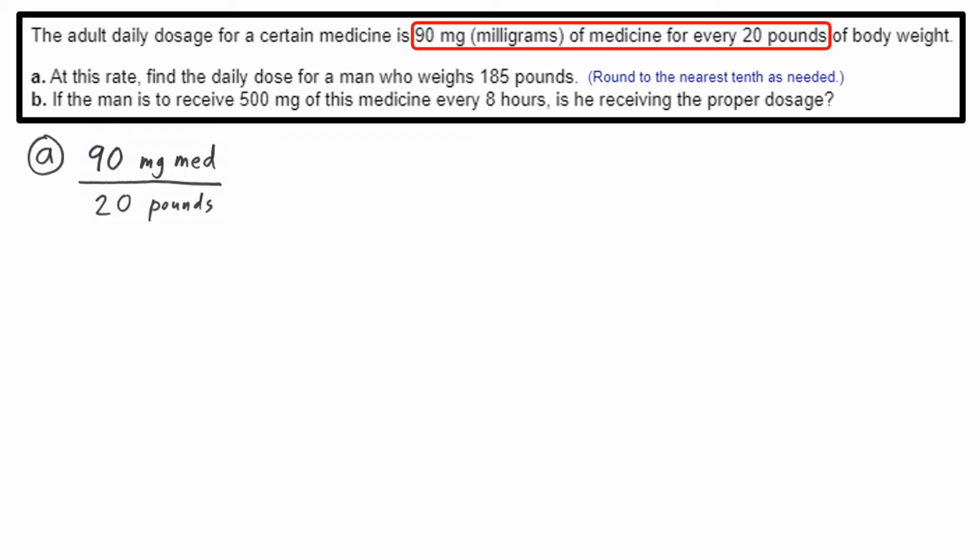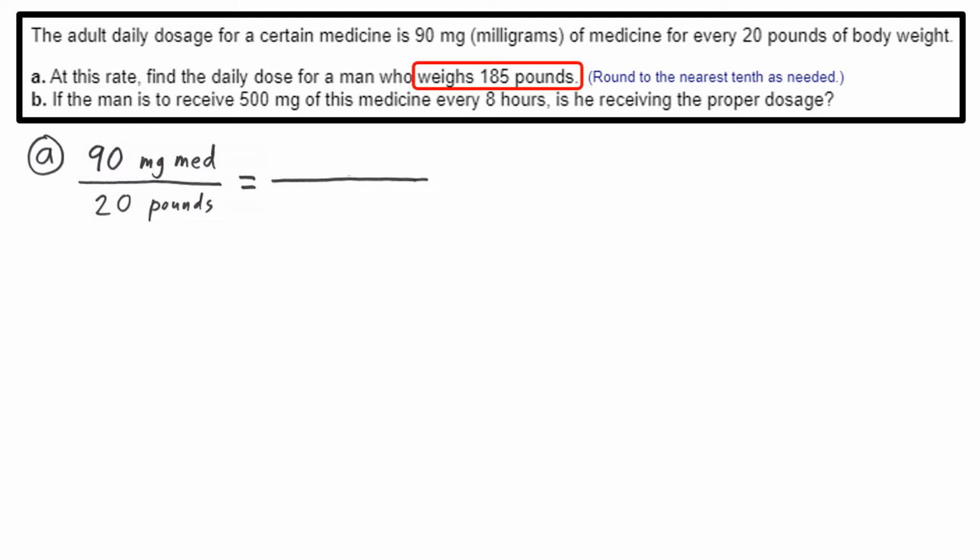But now we have to find the right-hand side. Part A tells us that he weighs 185 pounds. And we need to determine if that goes on the top or on the bottom. Remember, you need to keep your units consistent from the top to the bottom. So since the left-hand side has 20 pounds on the bottom, we'll put the 185 pounds on the bottom of the right-hand side. What about the top?